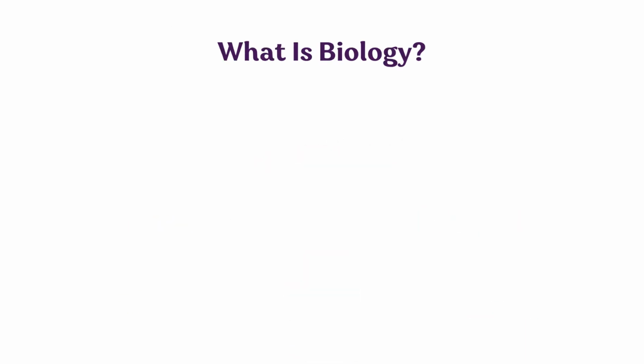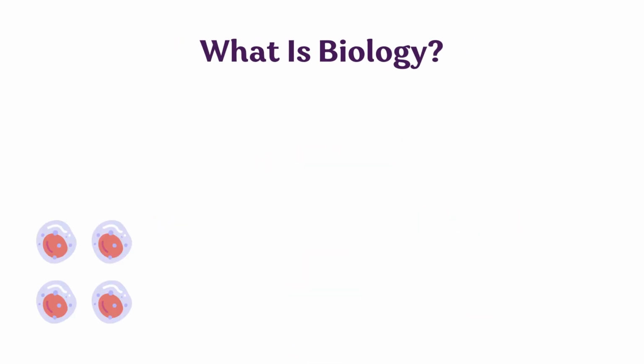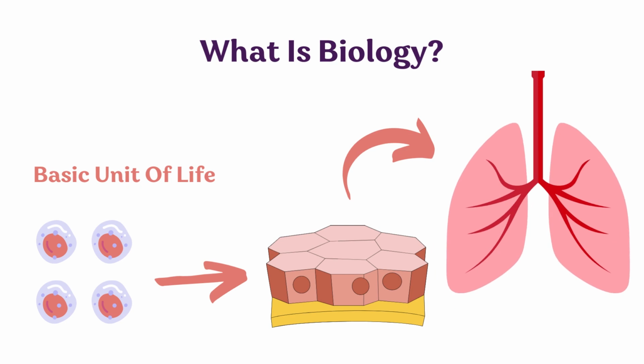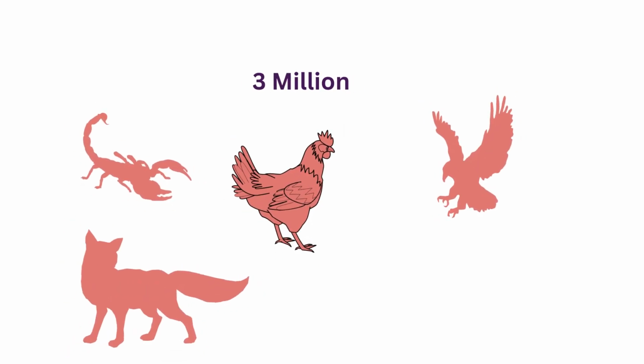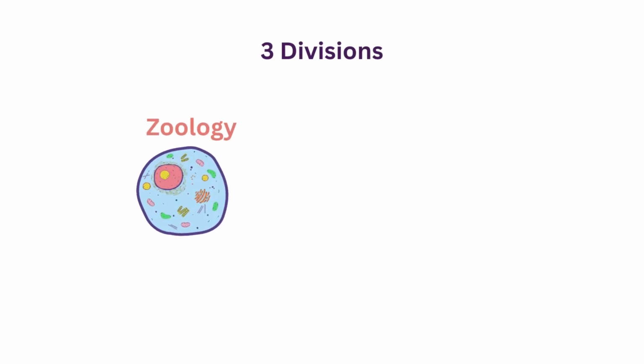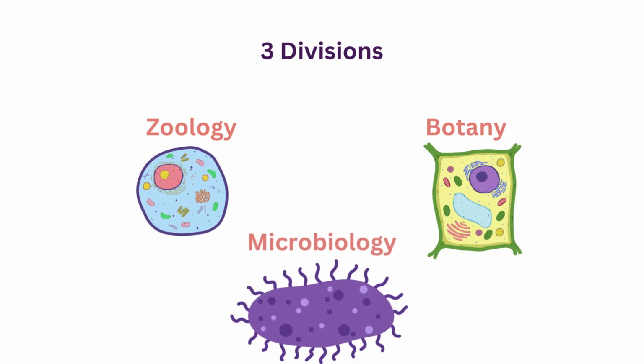In biology, every living thing is made up of cells, also known as the basic unit of life. These cells then team up and perform complex functions. Life itself is very complex, and there are about 3 million species discovered up till now. To study and explain each of these species is a huge task. So to make it easy for us, biology is being divided into three main divisions: zoology, botany, and microbiology.